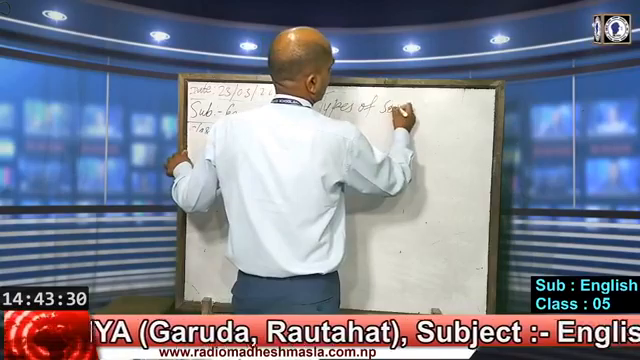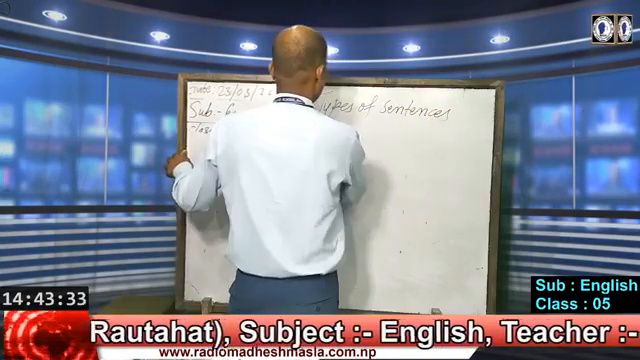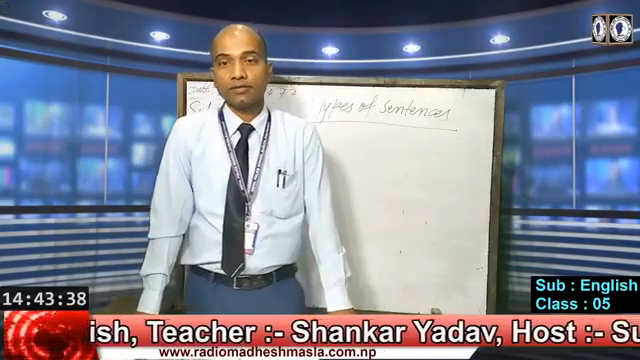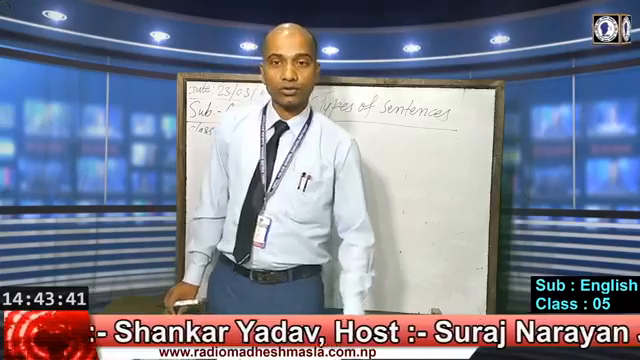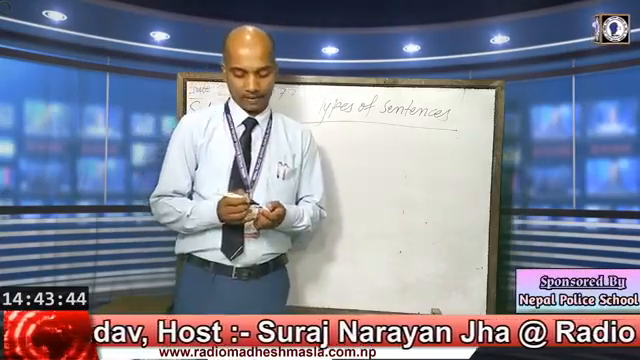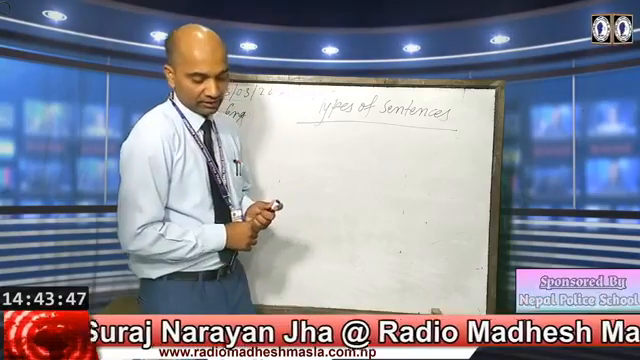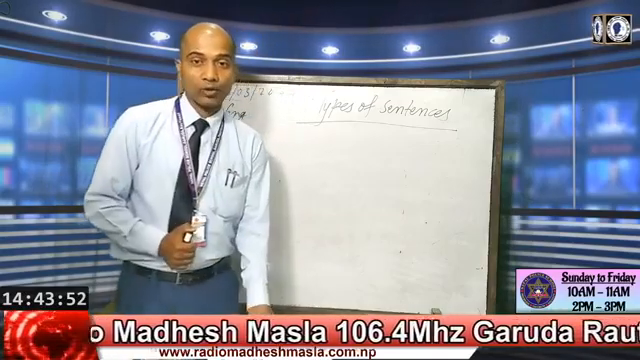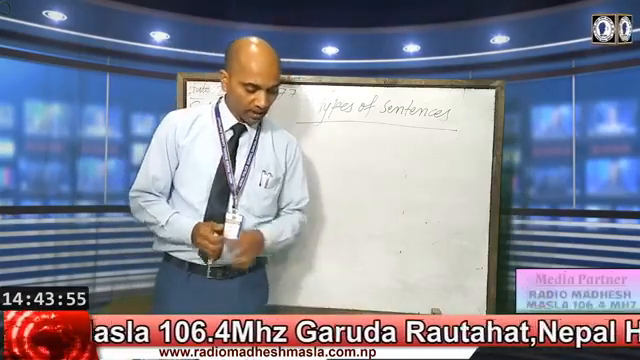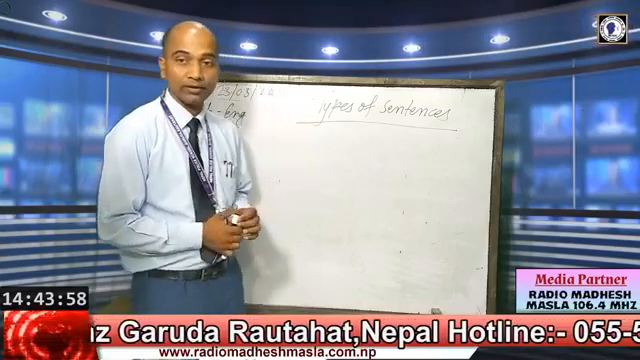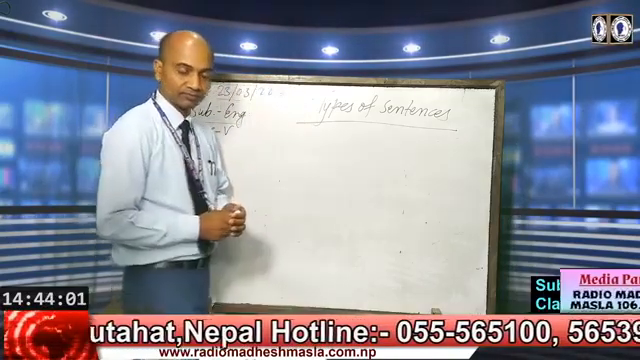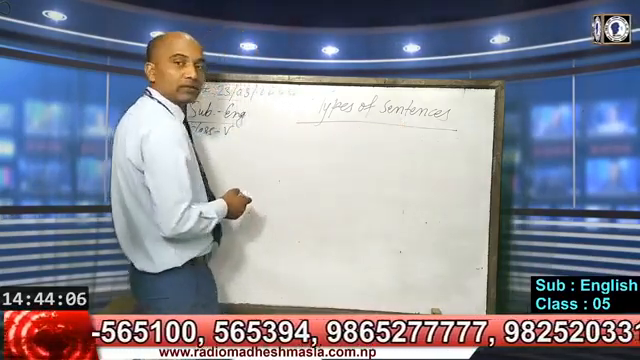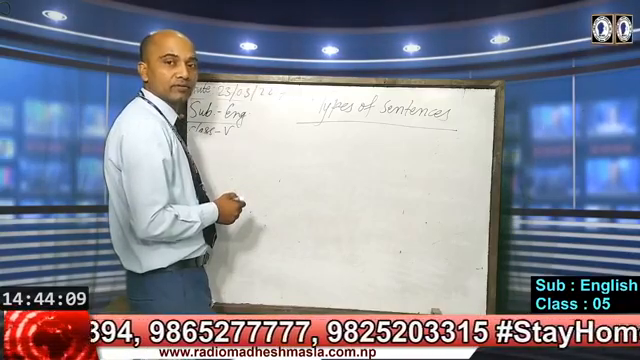Types of sentences. There are 5 types of sentences, but in your book, as you are at the primary level, there are only 4 types of sentences given. And I am going to teach all those 4 types of sentences which are available in your grammar book. One is left. So, in the types of sentences, let's talk about the assertive sentence.